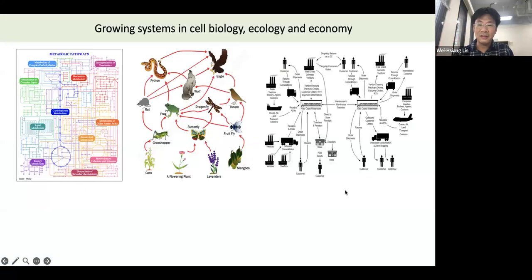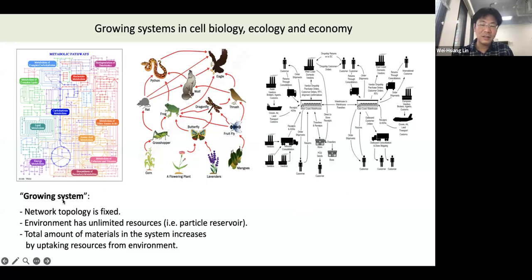So first, I would like to acknowledge that there are many growing systems in nature, including cell biology, ecology, and even economy. In this study, a growing system means the amount of things is growing. It's not the nodes of the network, so the network topology is fixed. The same number of species, and the same number of industries. But each node can increase, which means the amount of each species is increasing. And that's what I mean by growing.